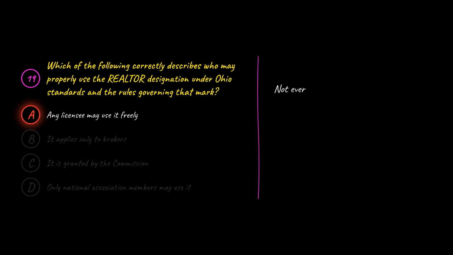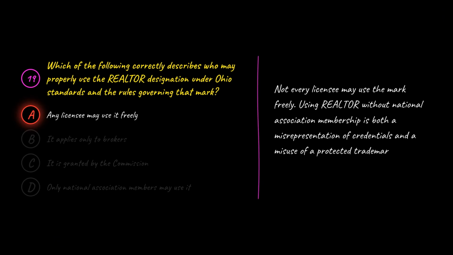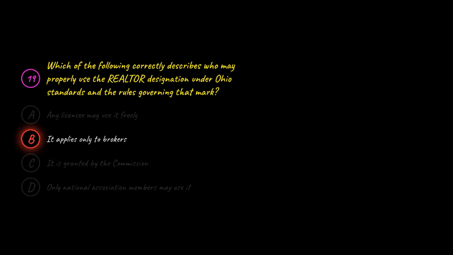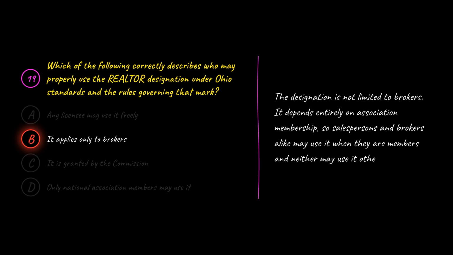A is wrong because not every licensee may use the mark freely. Using Realtor without National Association membership is both a misrepresentation of credentials and a misuse of a protected trademark belonging to that association. B is wrong because the designation is not limited to brokers. It depends entirely on association membership. So salespersons and brokers alike may use it when they are members, and neither may use it otherwise.